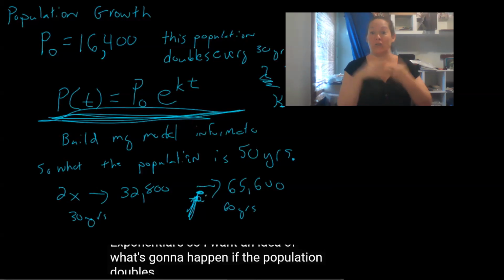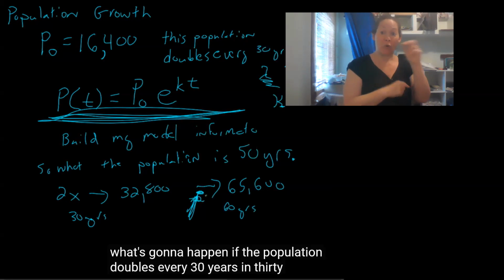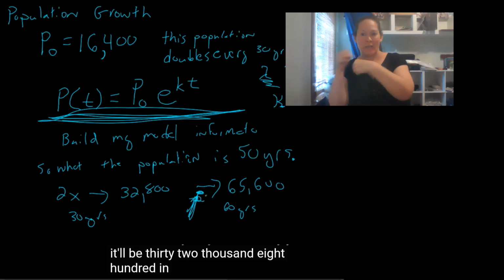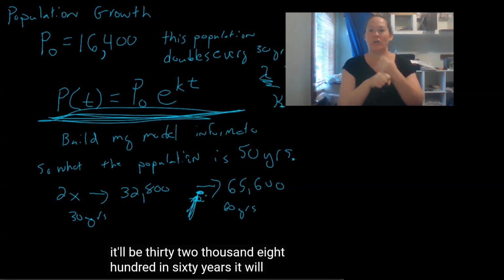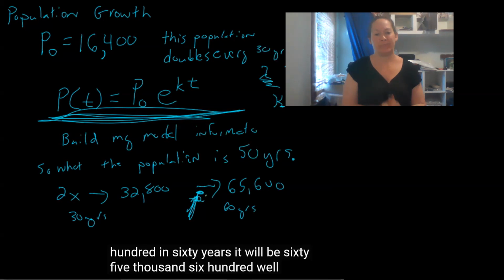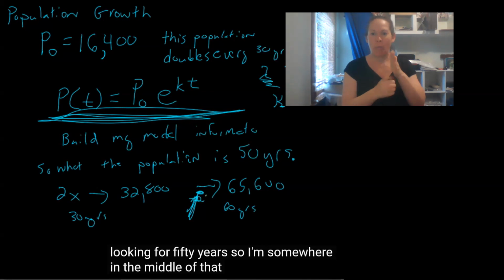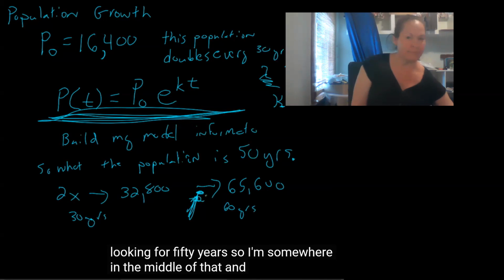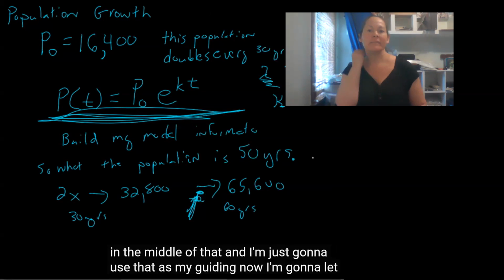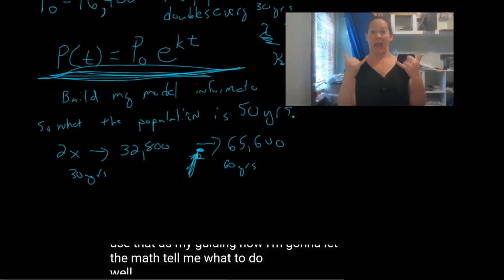If the population doubles every 30 years, in 30 years it'll be 32,800. In 60 years it'll be 65,600. Well, I'm looking for 50 years, so I'm somewhere in the middle of that. And I'm just going to use that as my guide. Now I'm going to let the math tell me what to do.